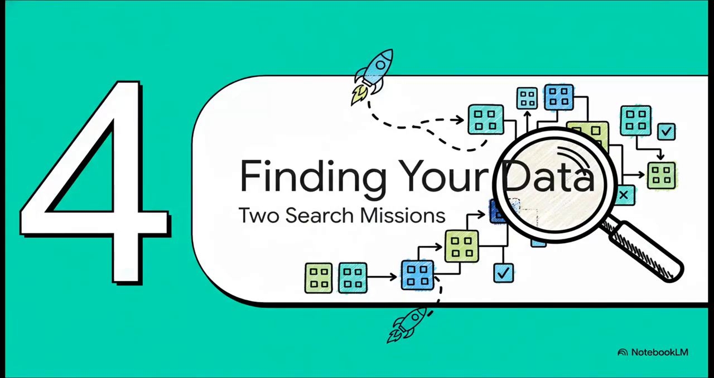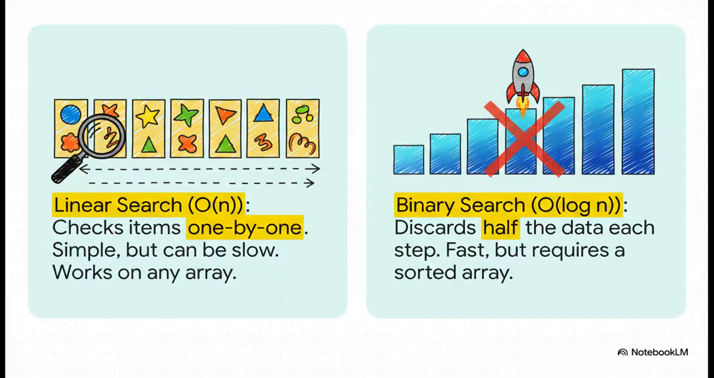Okay, so we know how to access things if we know their index, and we know it's expensive to change things in the middle. But what if you don't know the index? What if you're just looking for a specific value, like the number 9? Well, this is where we launch a search mission. And we've got two main ways to do this.